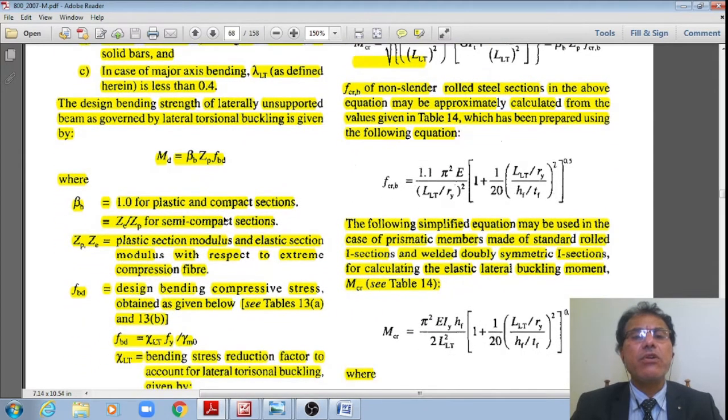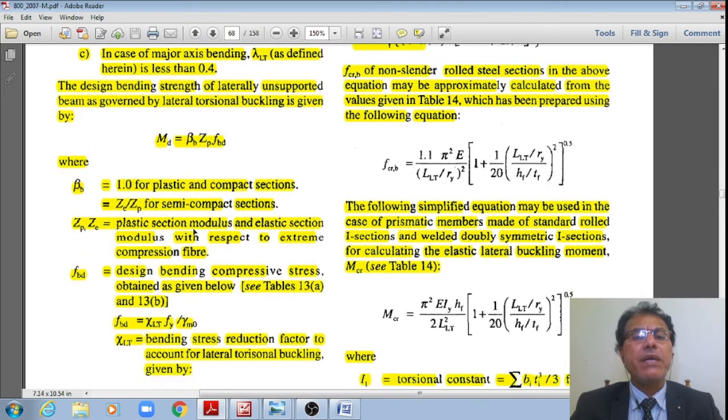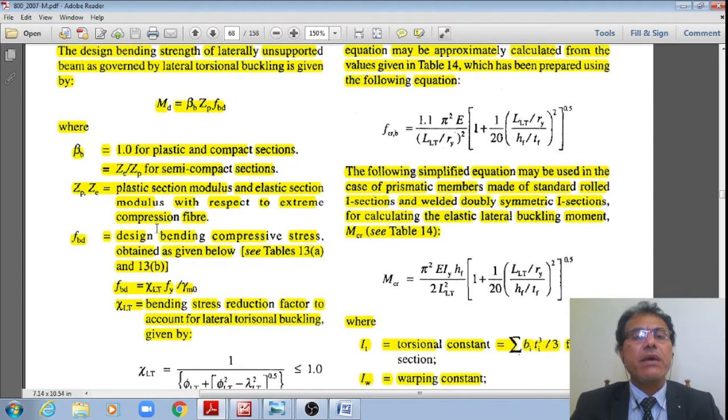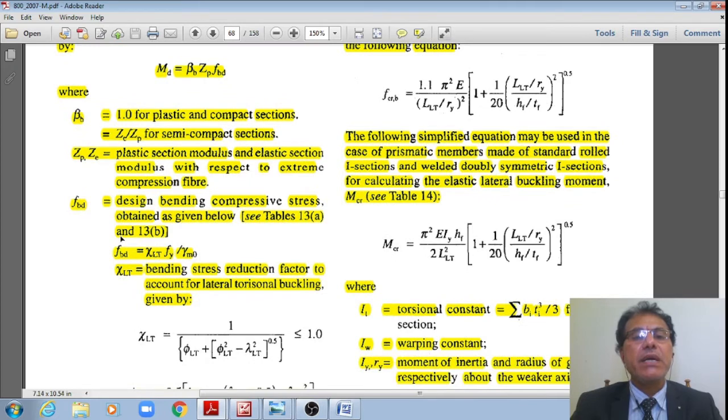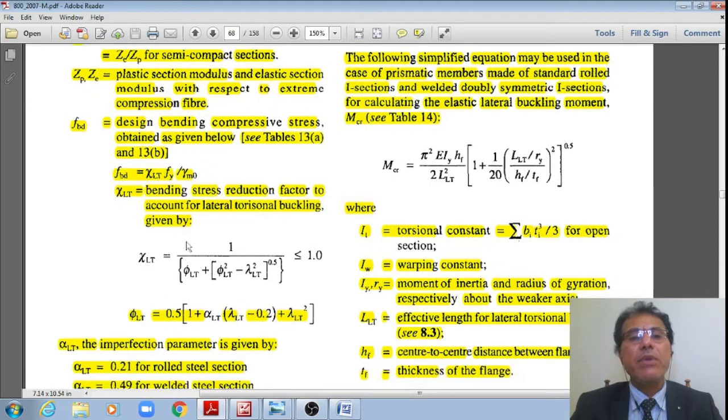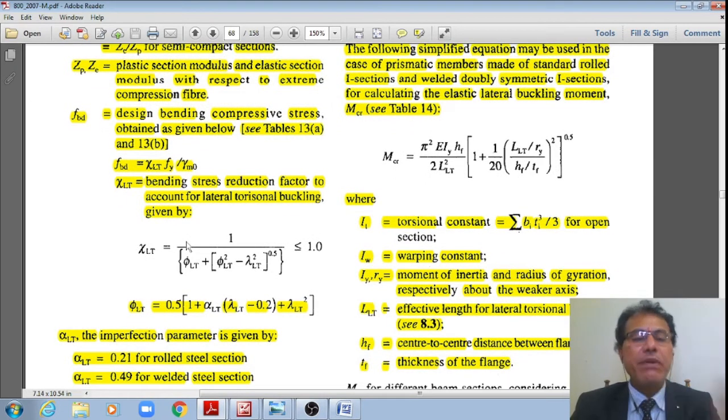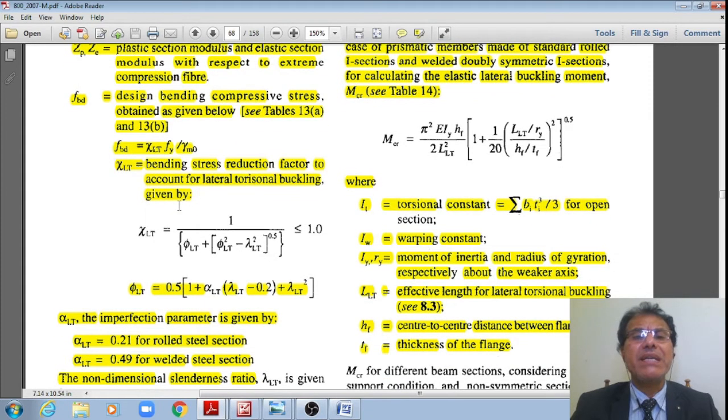given by this formula, Md is equal to beta b Zp fbd, where beta b is equal to 1 for plastic and compact section, and is equal to Ze divided by Zp for semi-compact section, where Zp and Ze are the plastic section modulus and elastic section modulus with respect to the extreme compression fiber, and fbd is the design bending compressive stress obtained as given below, right, where fbd is given by chi LT multiplied by fy divided by gamma m0, where chi LT is a bending stress reduction factor to account for lateral torsional buckling.